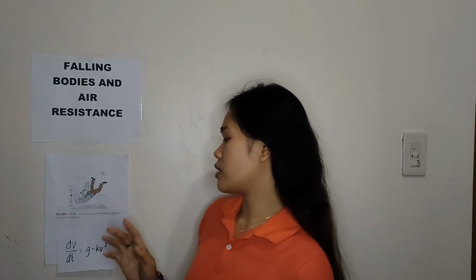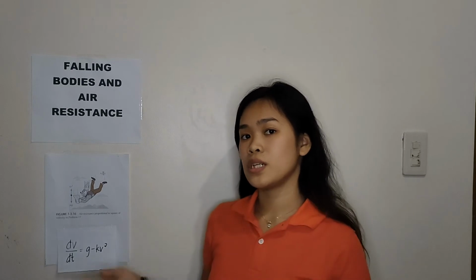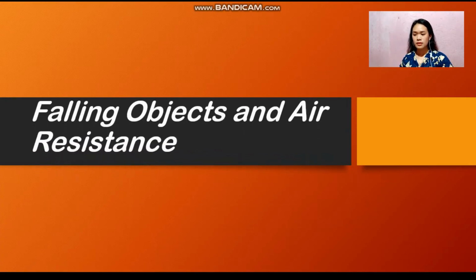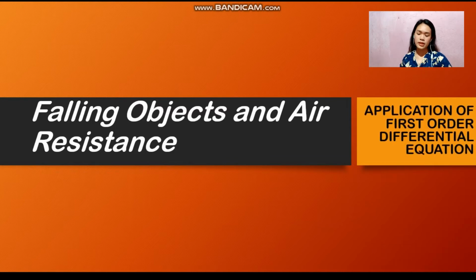For some objects, the air resistance is proportional to the square of the velocity, like in this example. So for such an object we have the differential equation dv over dt is equals to g minus k v squared. The rate of change of velocity is gravity minus something proportional to the velocity squared. And that's it. So, our topic is falling object and air resistance, an application of first order differential equation.